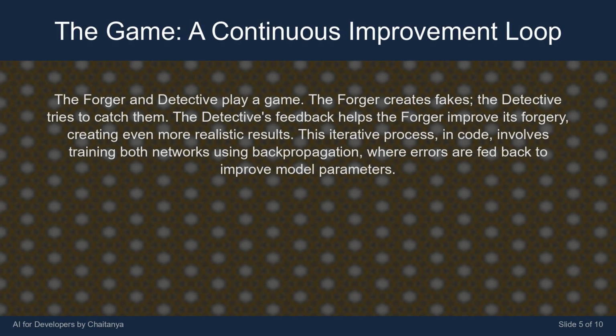The forger and detective play a game. The forger creates fakes. The detective tries to catch them. The detective's feedback helps the forger improve its forgery, creating even more realistic results. This iterative process, in code, involves training both networks using backpropagation, where errors are fed back to improve model parameters.